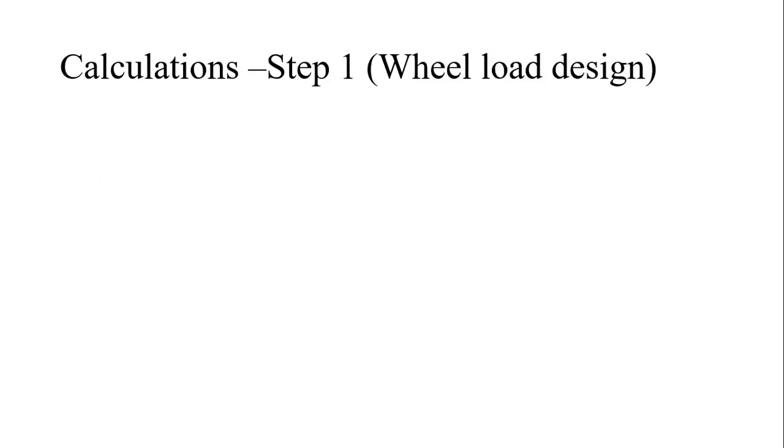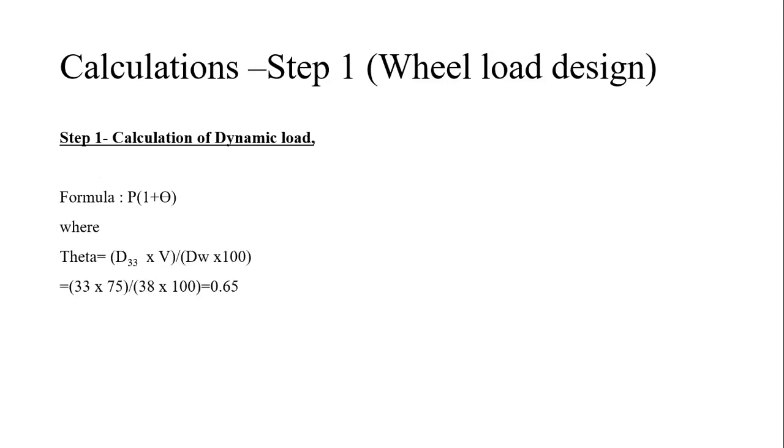Now, step 1 is the wheel load design. We know this relation, and this is just a routine calculation. 33 is the standard wheel diameter, 38 is the given wheel diameter, so this theta is 0.65. What we are going to do is enhance the static load by 65%. It means the 50,760 pound static load is actually an 83,822 pound dynamic load. This is step 1.